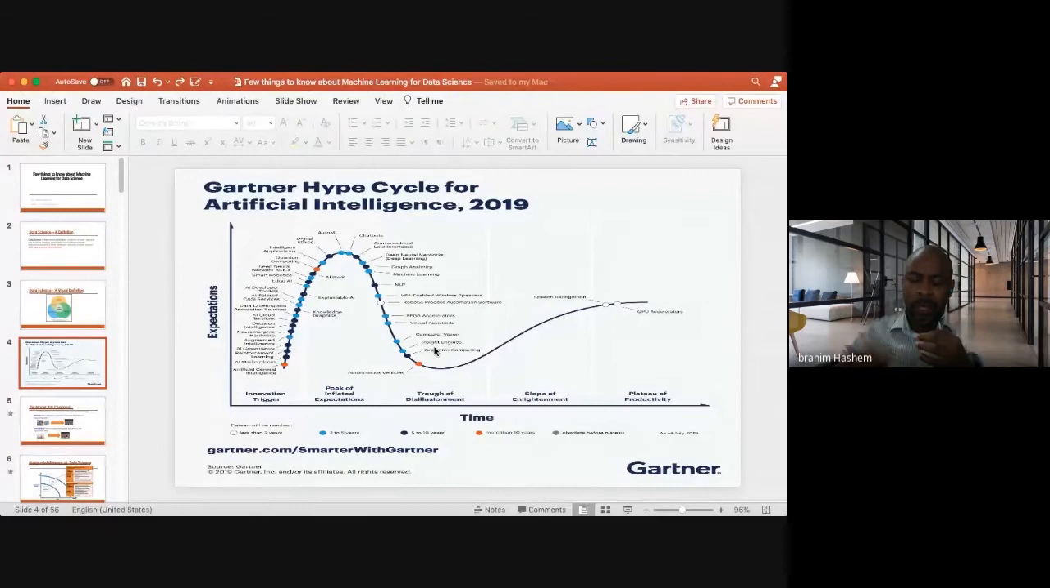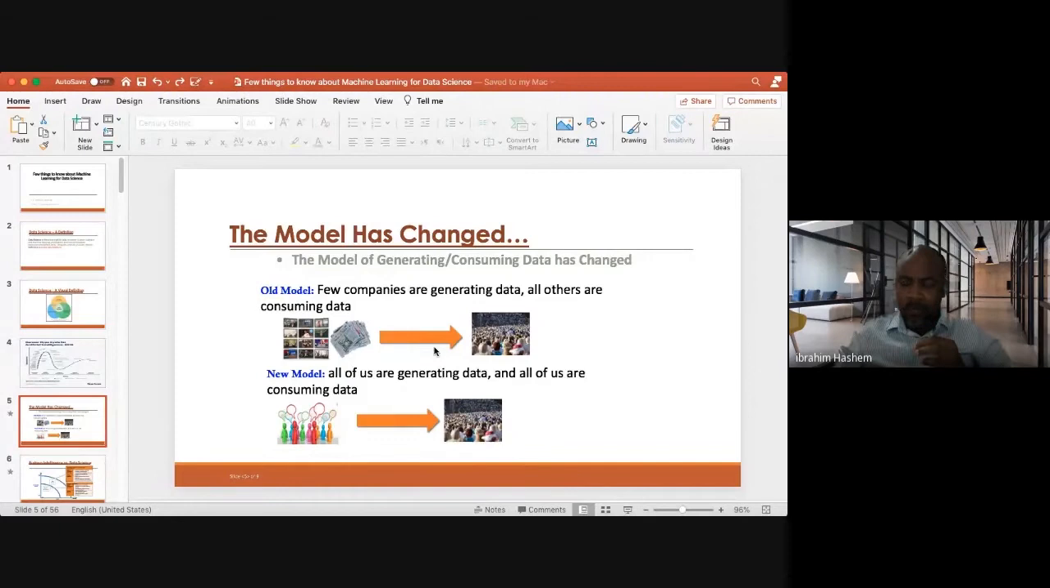So the model has changed. The previous model that everyone is familiar with is that only a few companies are generating data and the rest are consuming this data. It was a simple model, and we didn't have that much data that we generated, only a handful of companies produced such an amount of data, and we used that data in a variety of ways. But the new model is a bit different.